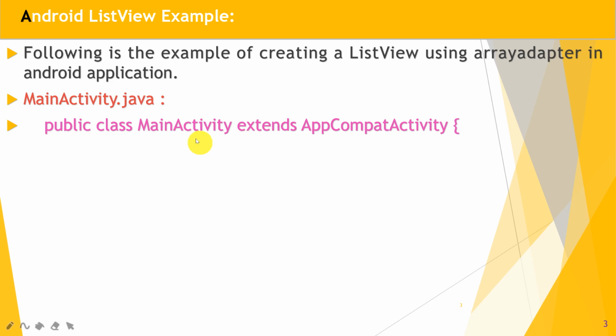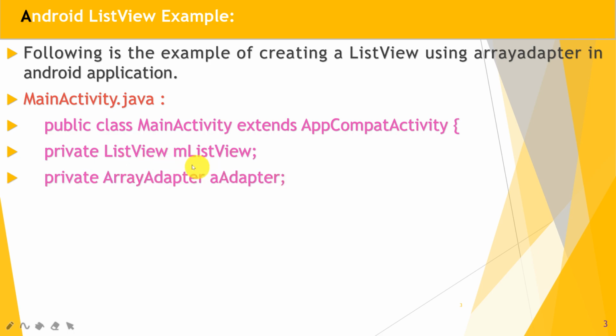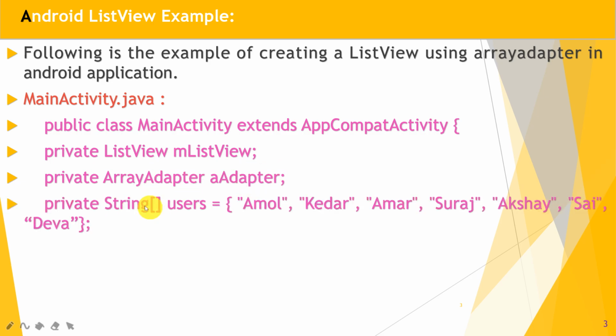Then create a list view object, that is a reference variable of the ListView class, then an adapter class object, then create one static string array and place a number of strings into the array. For example, the name of the array is users, and you can mention a number of users in that array. Now we have to attach that users array to your list view using the array adapter class.